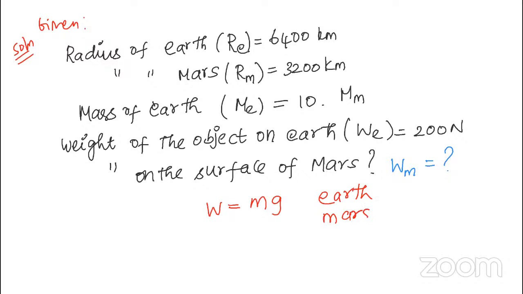What is the value of WE and WM? From this, we have to find the values. Let us now take the formula: W is equal to M into G.